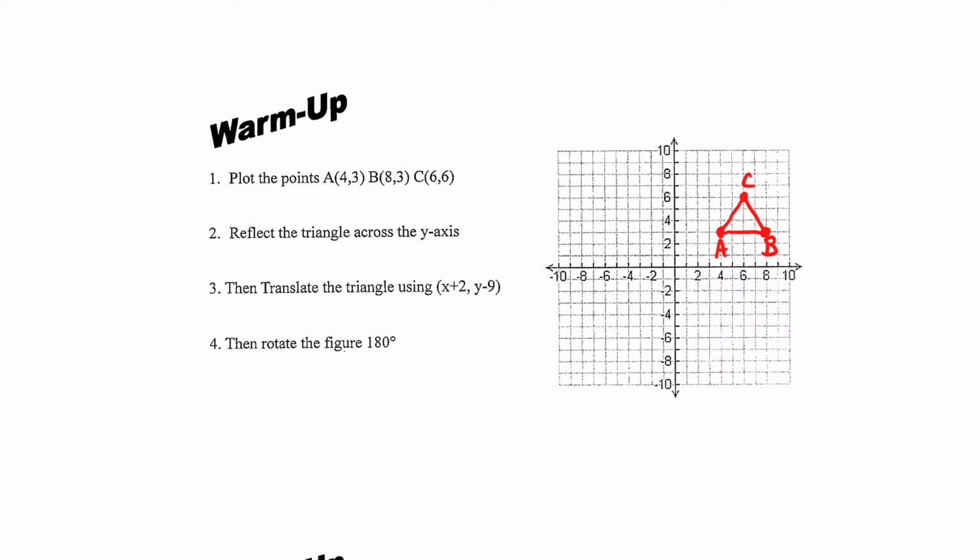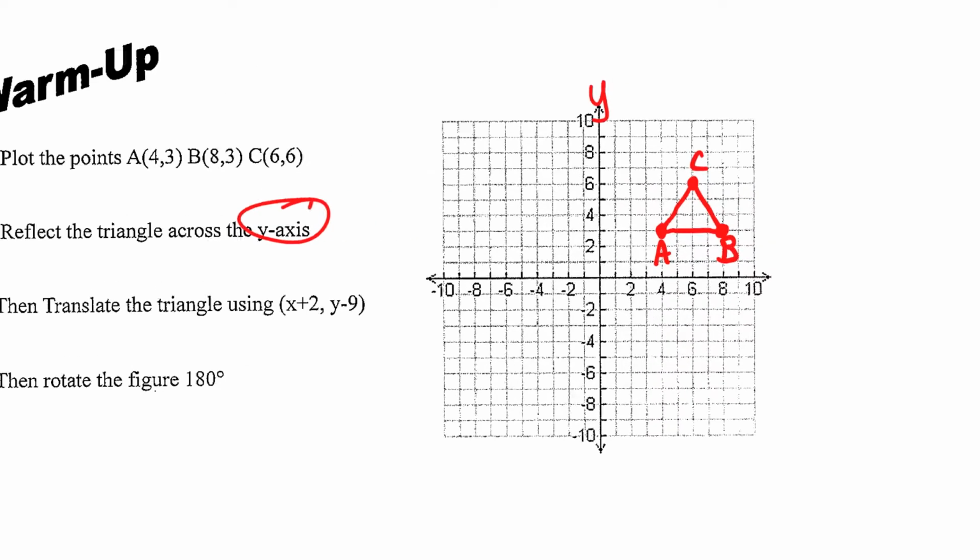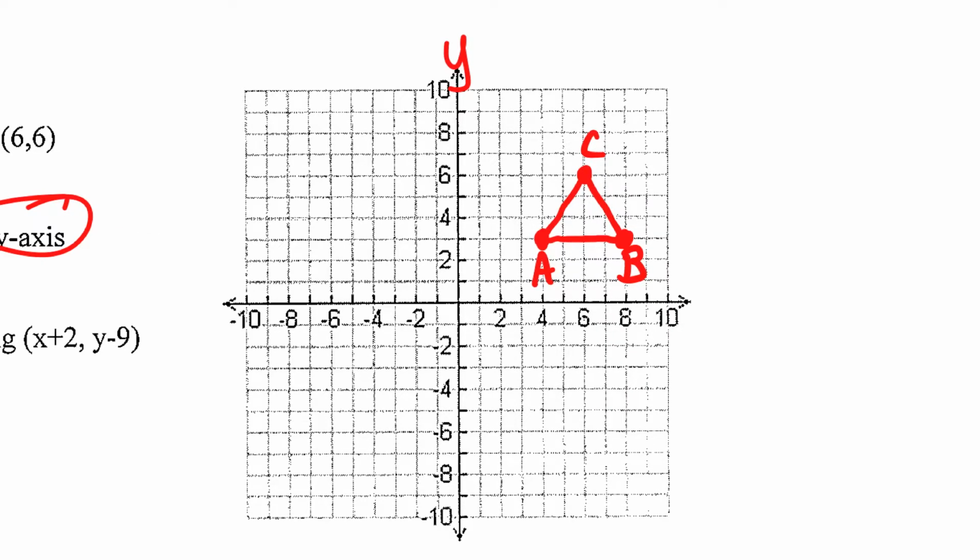Okay, so plotting those 3 points A, B, and C, you should have the triangle right there, first quadrant. Okay, we're going to reflect it across the y-axis, which is this one right here. So how far is A right here? How far is it away from there? 4. It's 4 to the right, so to do reflection, I'm going to flip it 4 to the left. And so along that same line, 1, 2, 3, 4.